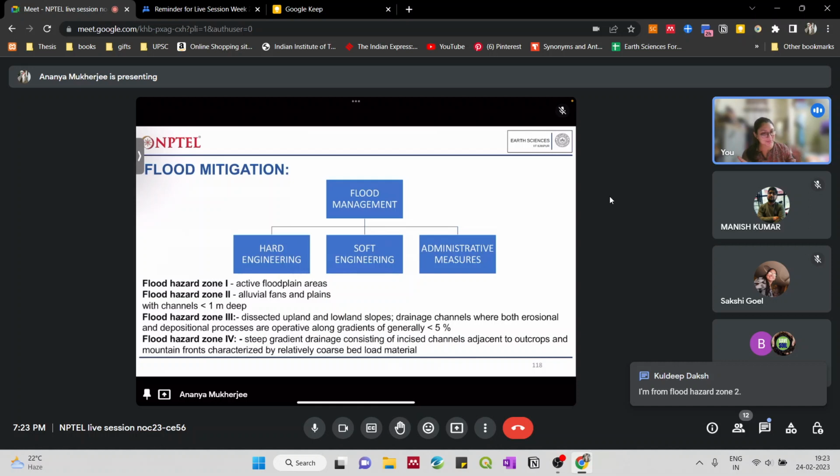Oh, Kuldeep, so you're from flood hazard zone 2. That's good to know. So you might already be aware of the flood related hardships that you face over there.